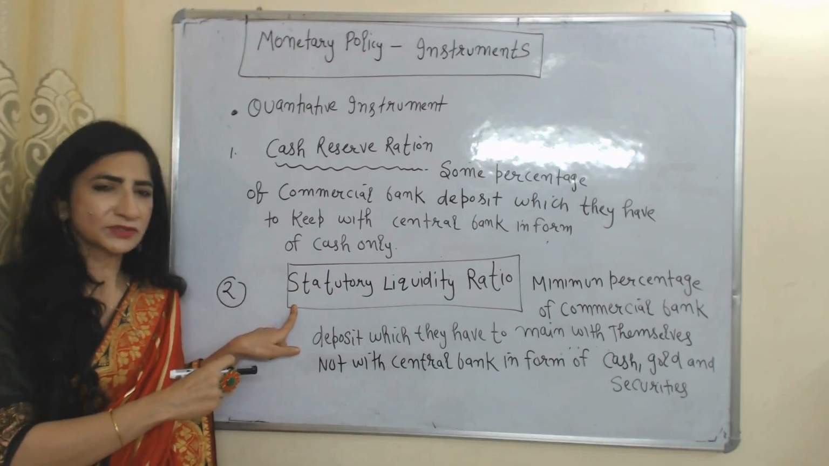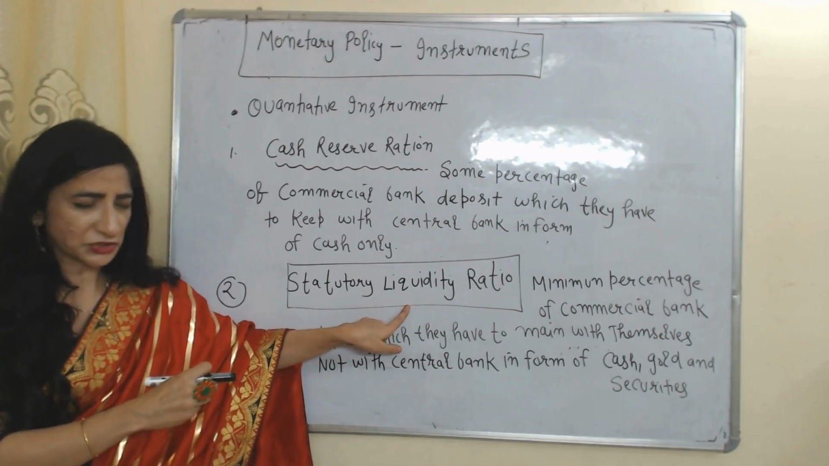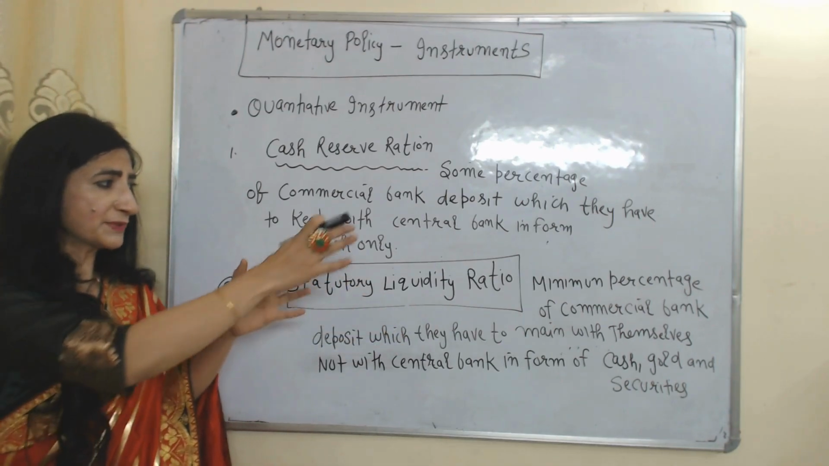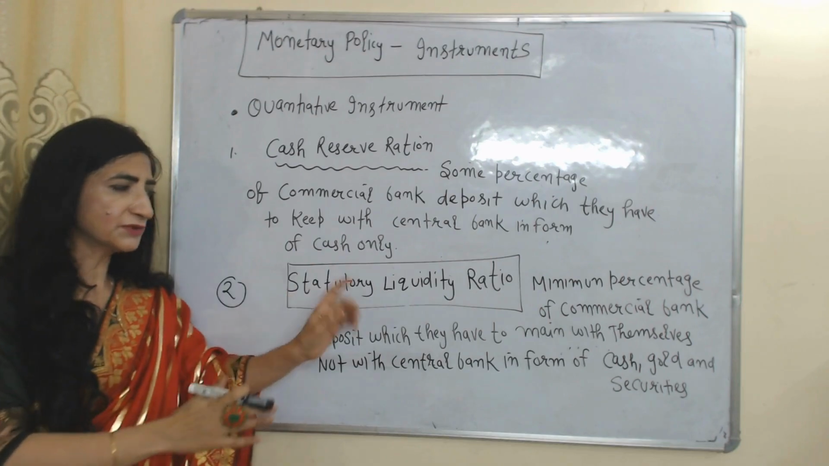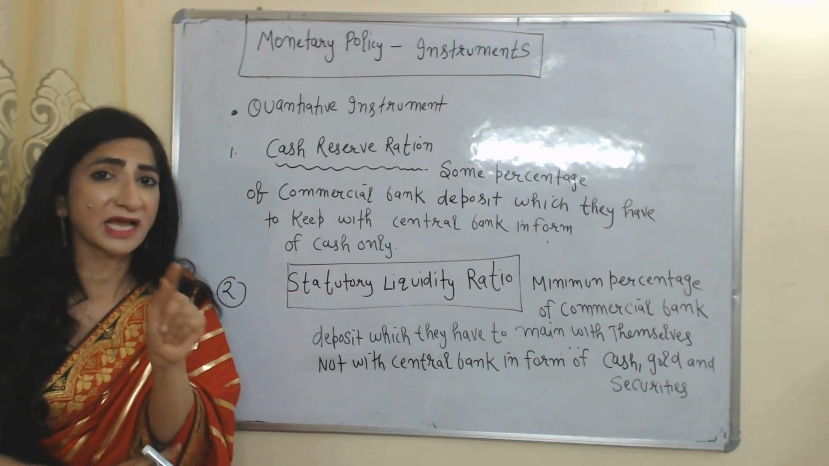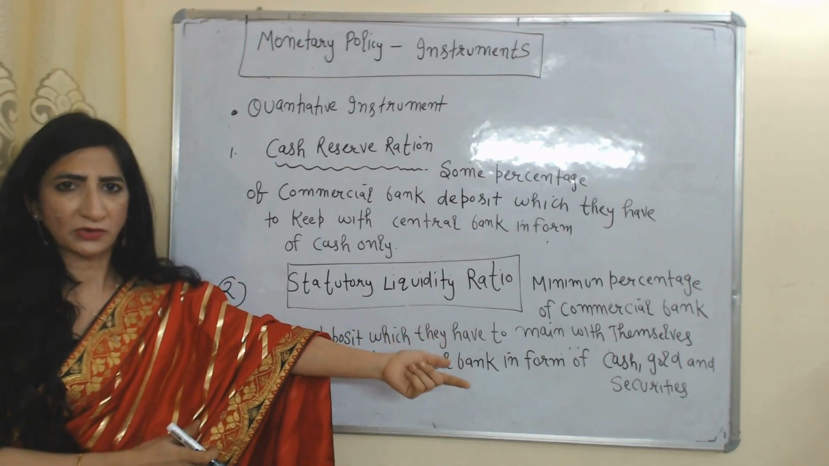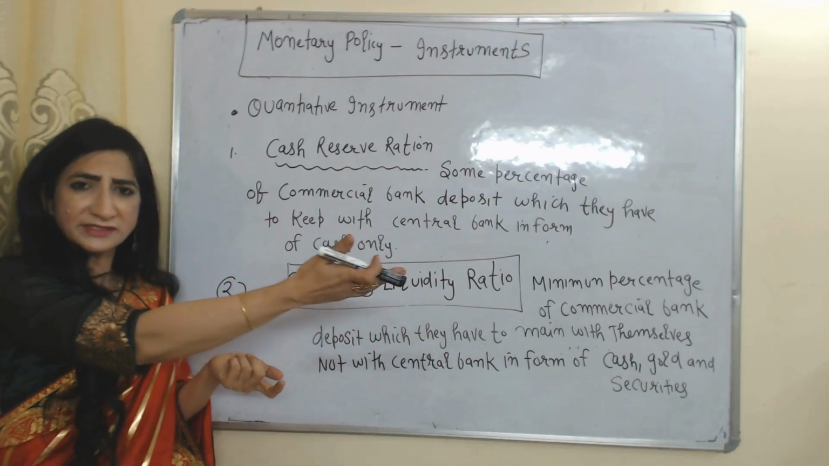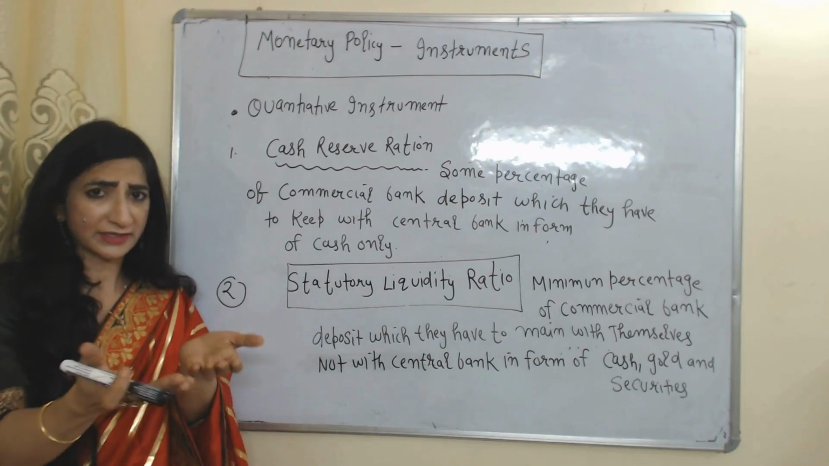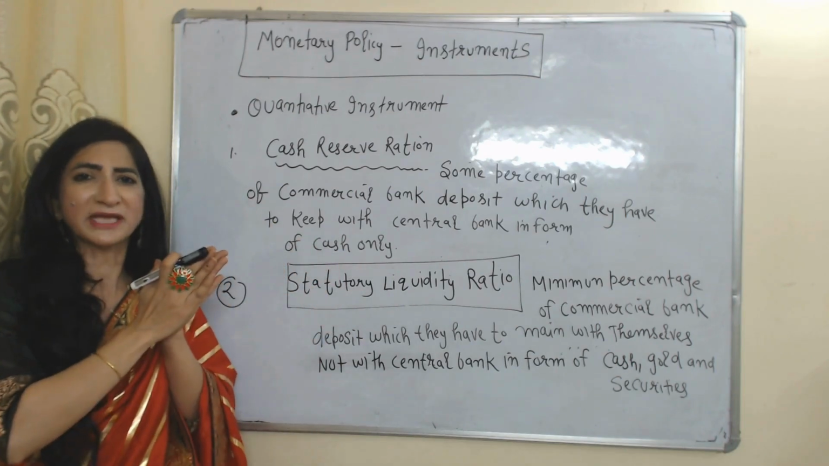The second quantitative instrument is the statutory liquidity ratio. That means the minimum percentage of commercial bank deposits which they have to maintain with themselves, not with the central bank, in the form of cash, gold and securities. This means they cannot use these cash, gold and securities for credit purposes. They have to maintain them with themselves.